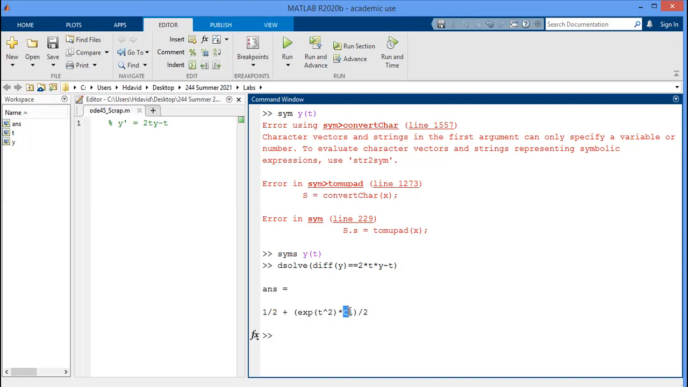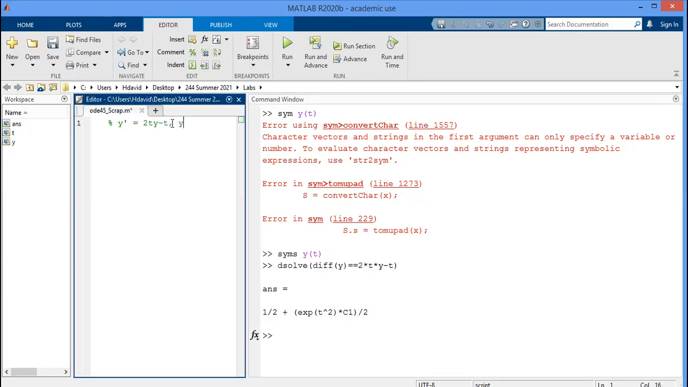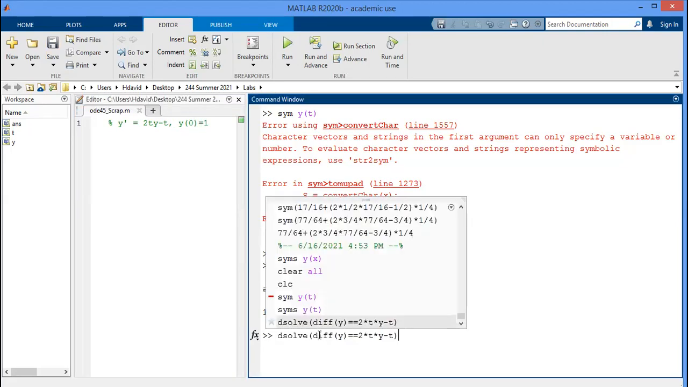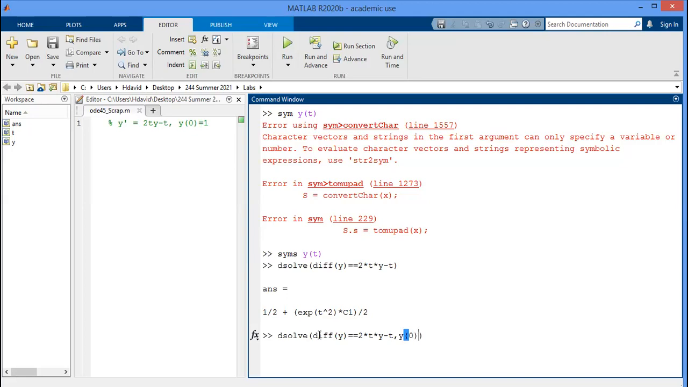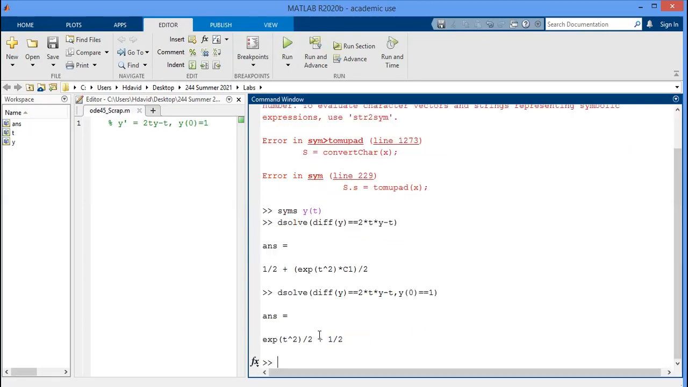See, this C1 here is going to be our arbitrary constant. It comes from however the method solves it. Basically, in order to get a specific solution, you need to use the initial condition, y of 0 is 1. So I can feed that in here too. y of 0 is equal to 1. And then I have this solution here.